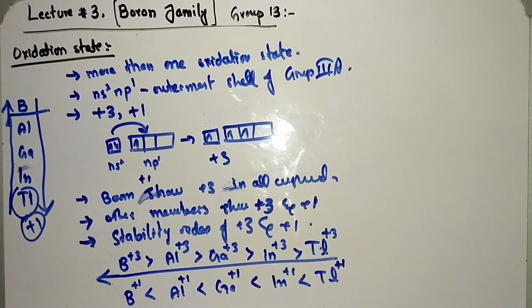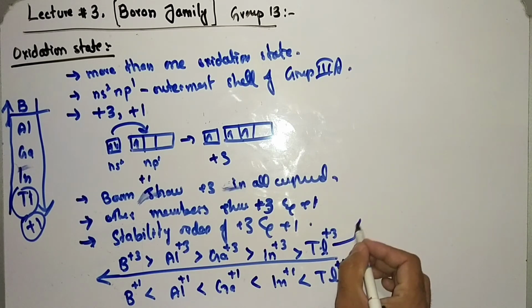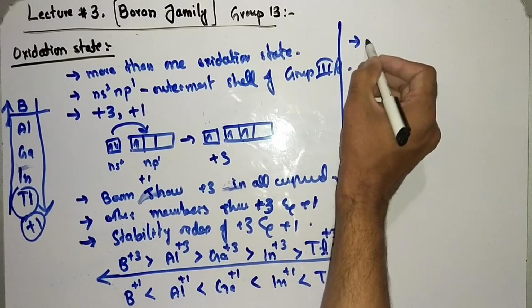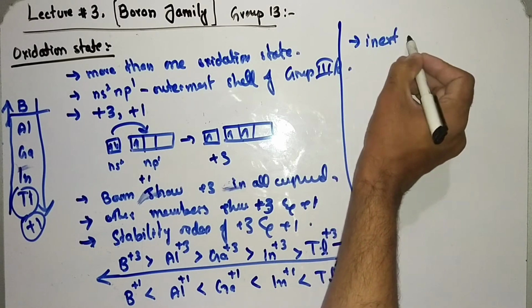So why does thallium, in the decreasing stability order of the boron family, have a +1 oxidation state that is more stable, while the +3 oxidation state is very less stable? What is the reason behind this? The basic reason is the inert pair effect. It is the cause of the inert pair effect.